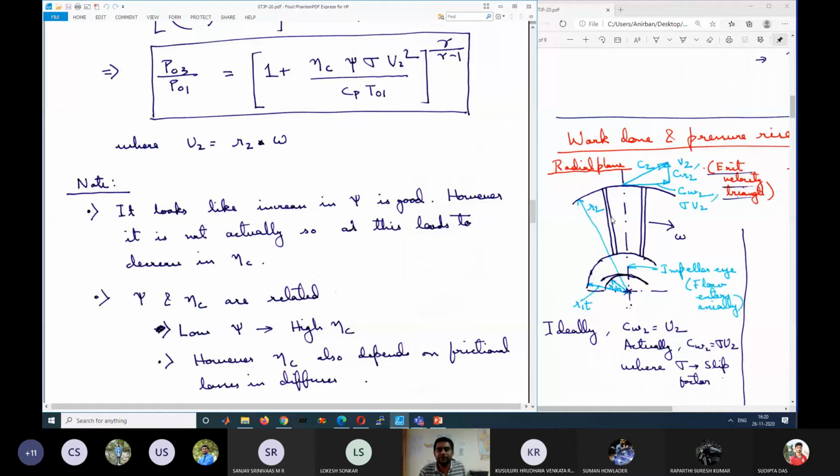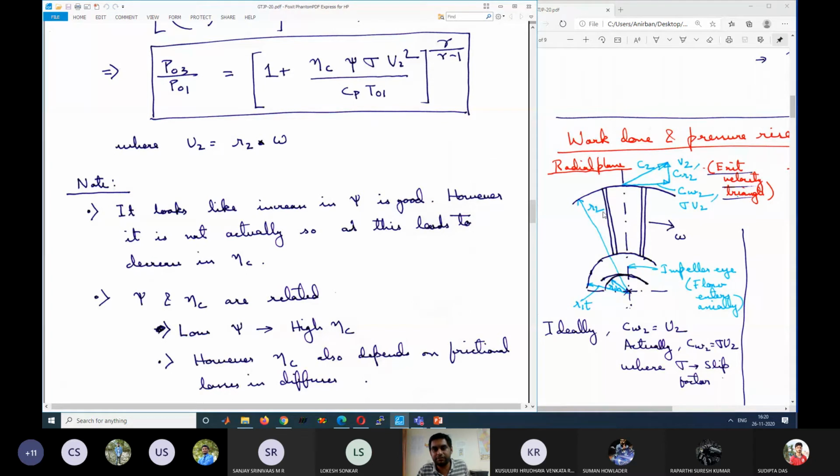What will happen if the overall area gets reduced? The flow velocity will increase for the same mass flow rate because channel area is reduced, and as a result, frictional losses will be more, giving even less efficiency and less pressure ratio. So you cannot just keep on increasing sigma.